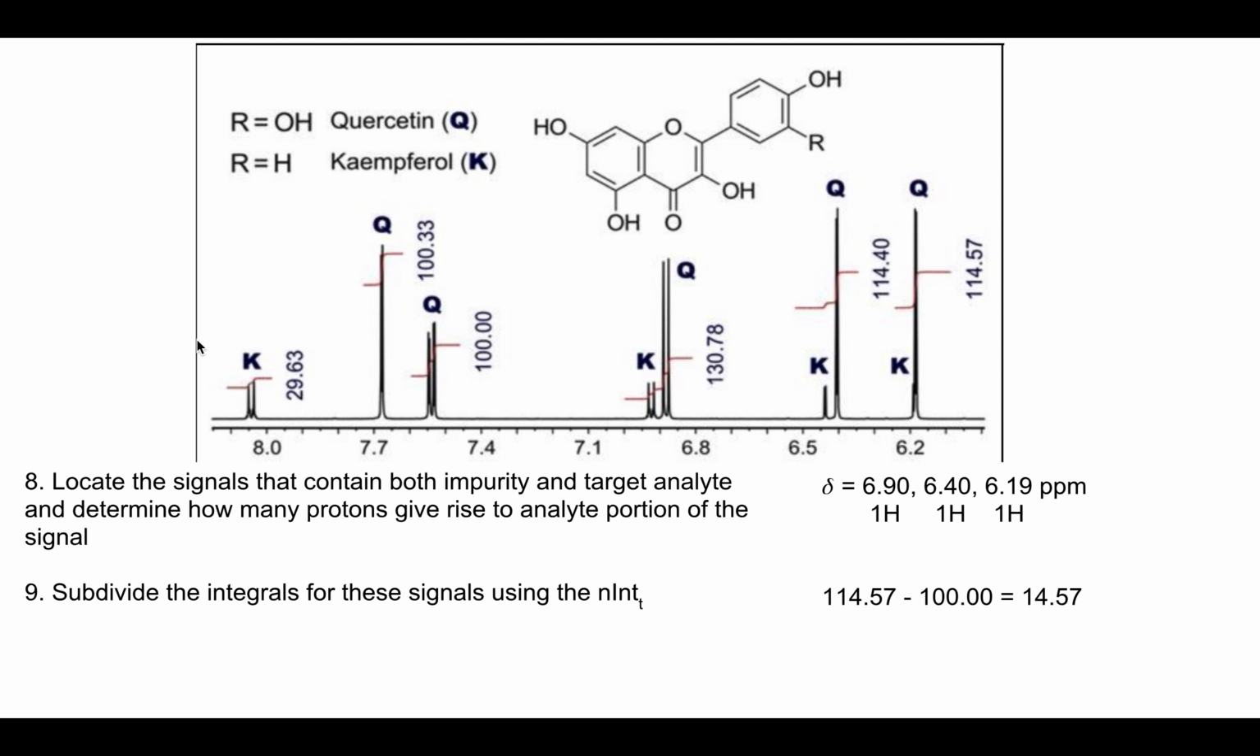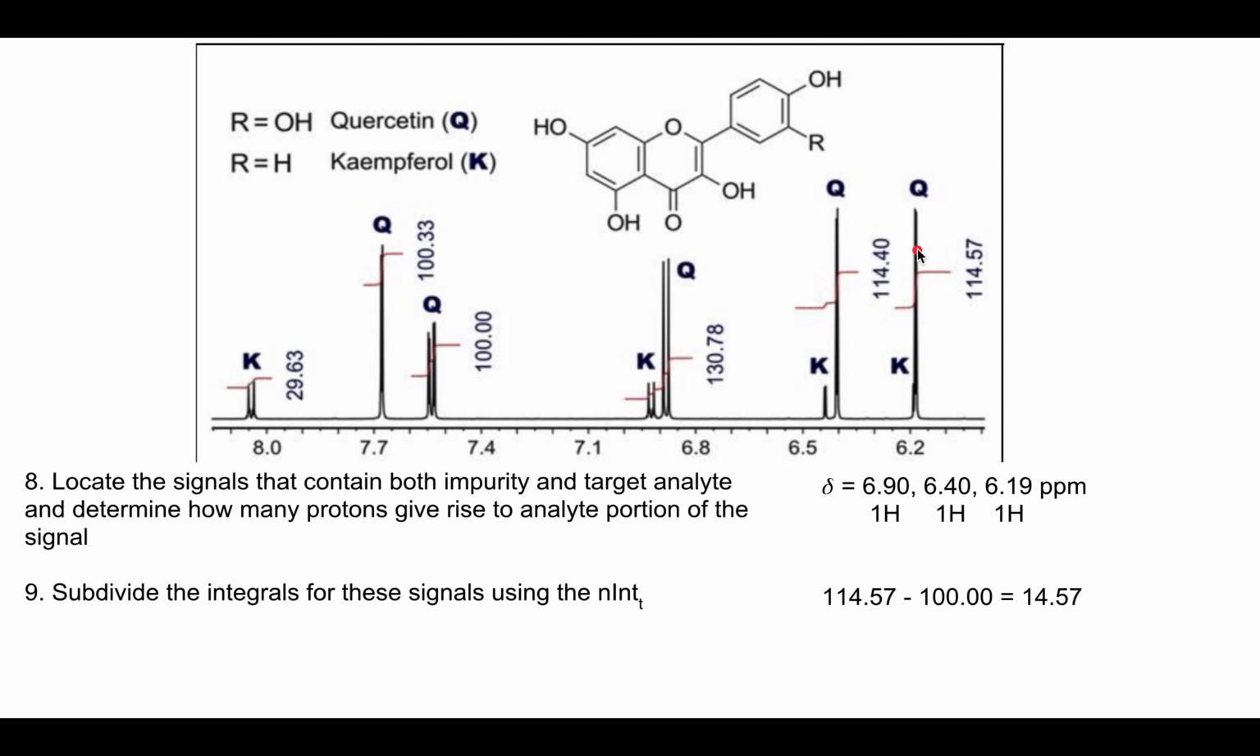So there are 3 signals that contain a combination of the impurity and our target analyte, and they're located at 6.90 ppm, 6.40 ppm, and 6.19 ppm. And next we need to determine how many protons give rise to the analyte portion of the signal. So the analyte portion is our Q molecule, and we already know that this signal is worth 1 proton. So this signal is worth 1 proton, this signal is worth 1 proton, and this signal is worth 1 proton.